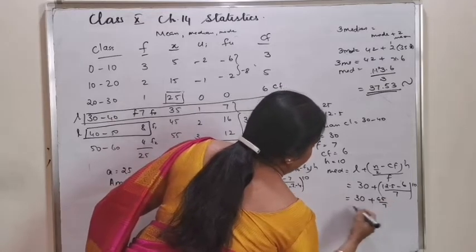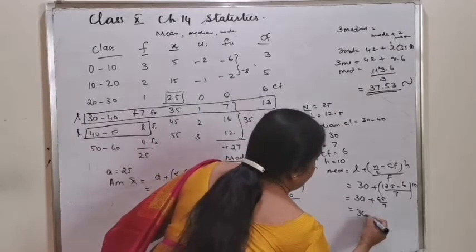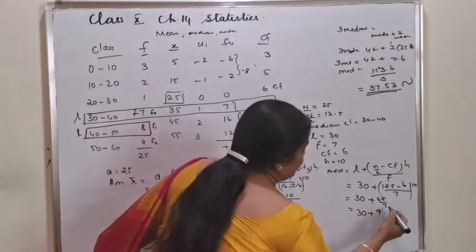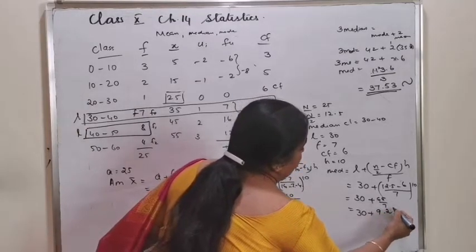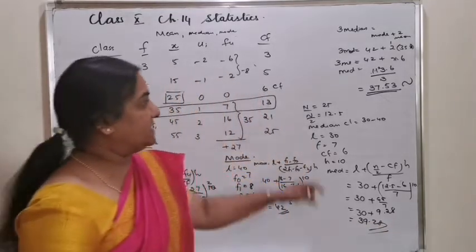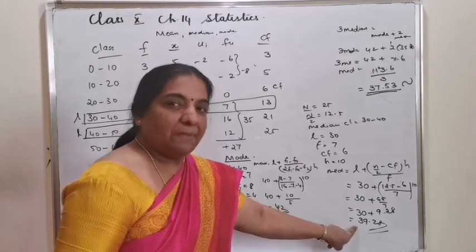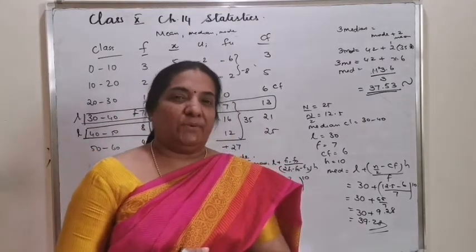That means 65 by 7. 7 9s are 63. That is 39.28. So you can see there are differences between the values, but still it is an empirical formula. That means it's an approximate value.